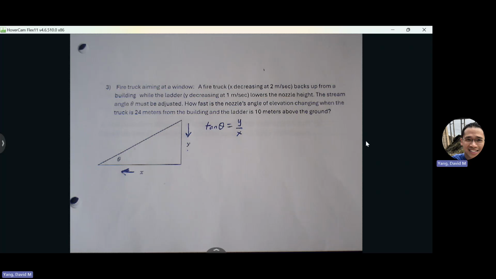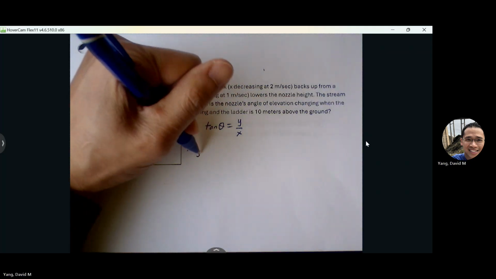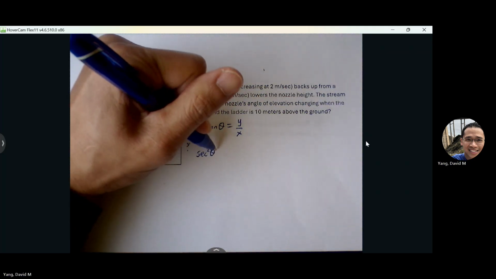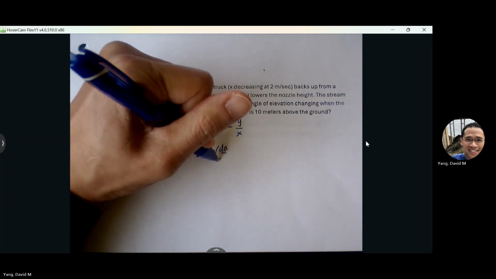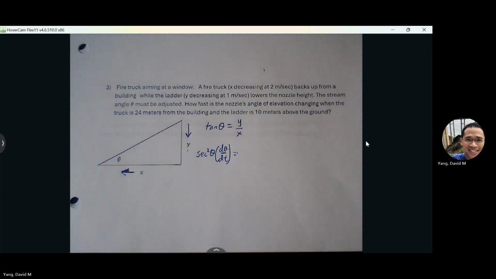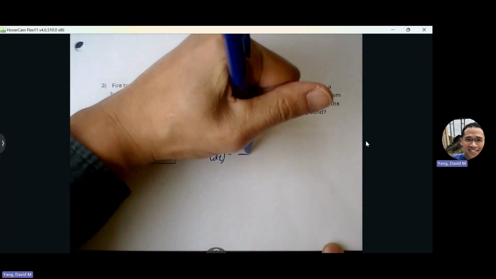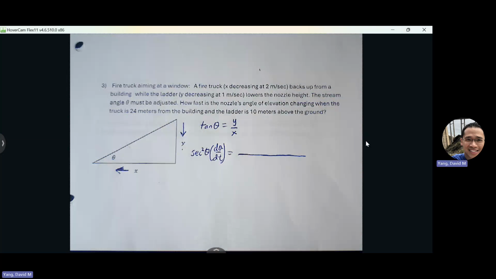Okay, let's go ahead and find the derivative. So d theta dt will show up. In the right side, we have to go through what? Quotient rule, yeah. F prime g minus f g prime all over g squared. Try that.